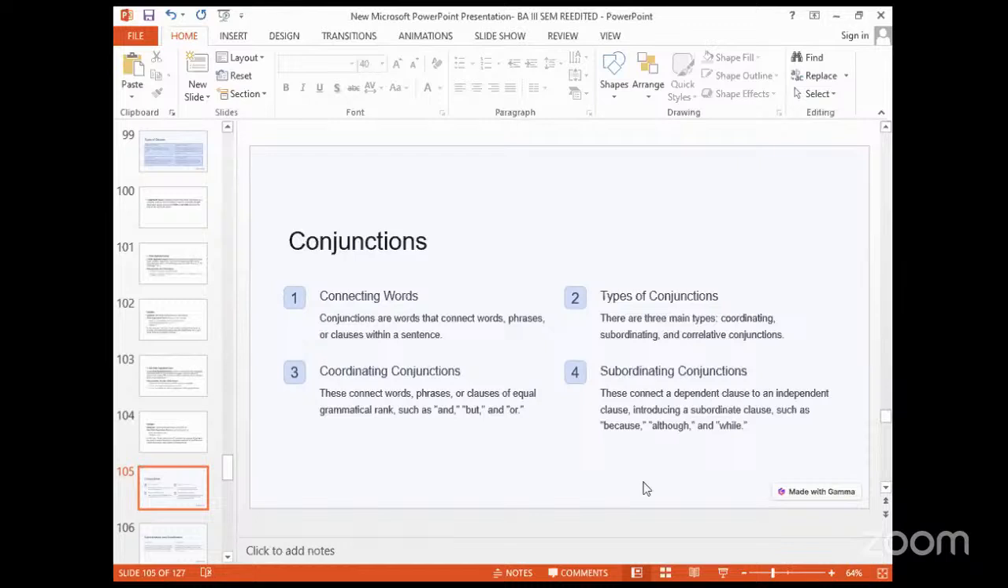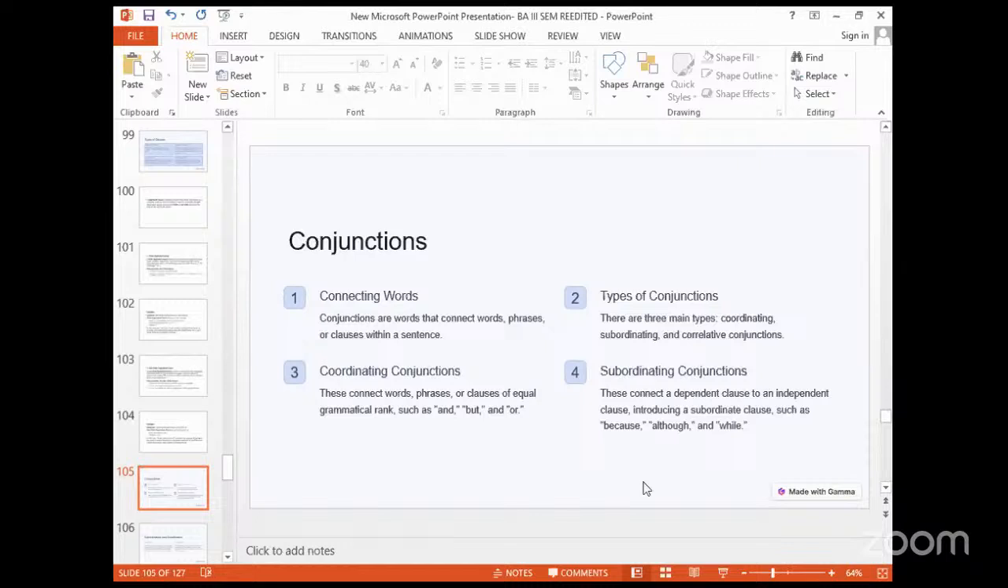Now the types of conjunctions. There are three main types of conjunctions, that is coordinating, subordinating and correlative conjunctions. What are coordinating conjunctions? These connect words, phrases or clauses of equal grammatical rank, such as and, but and or. That is, most of the time simple sentences are connected, right? Or a compound sentence where you have both independent clauses. If at all they need to be connected, we use these coordinating conjunctions.